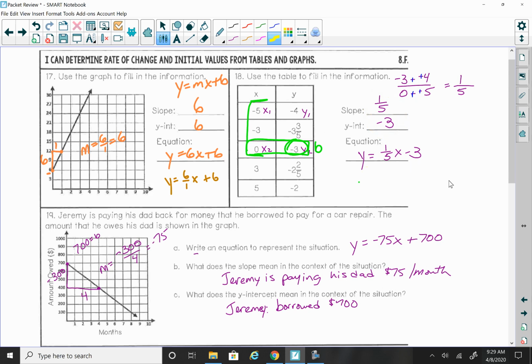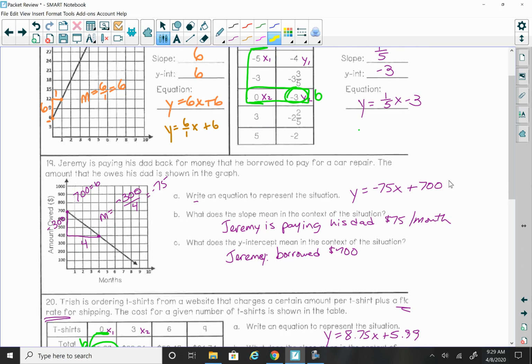And then in number 19, again, a graph, so a little bit easier. I can see this has a y-intercept of 700. I did my slope triangle down 300 over 4. That actually could reduce. 300 divided by 4 is 75. So we simplify or reduce our slope to -75, or -75 over 1. So our equation is y equals -75x plus 700.